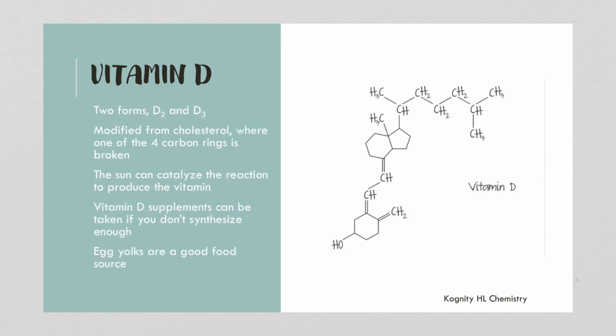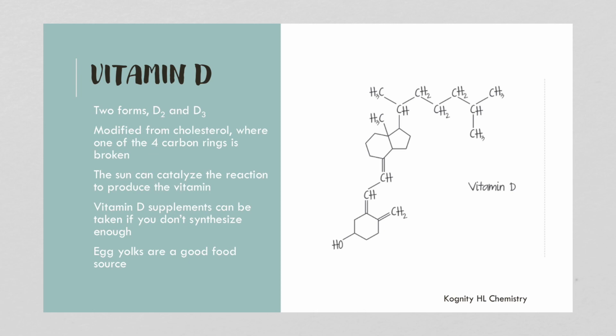So vitamin D exists in two different forms, D2 and D3. This vitamin is modified from cholesterol, where one of the 4 carbon rings is broken, and so it's now just 3 fused carbon rings. The sun can catalyze the reaction to convert some of the cholesterol to vitamin D. So you're not actually absorbing vitamin D from the sun. The sun is acting as the catalyst to create vitamin D within our bodies.